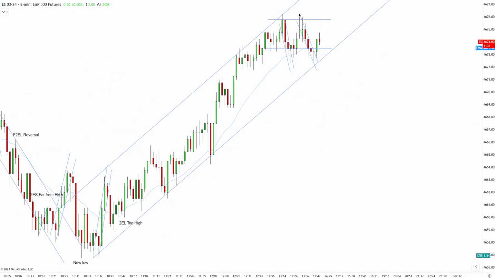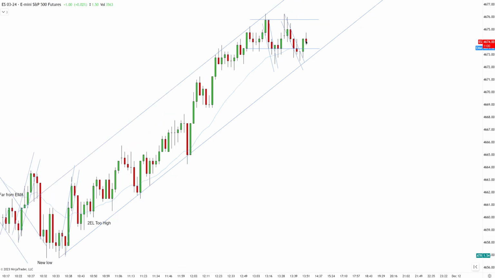We form micro double top, we have a new high, first entry long below EMA. If there's going to be second entry long confirming the support, I would consider taking, so I'm looking for second entry long at the EMA right now.